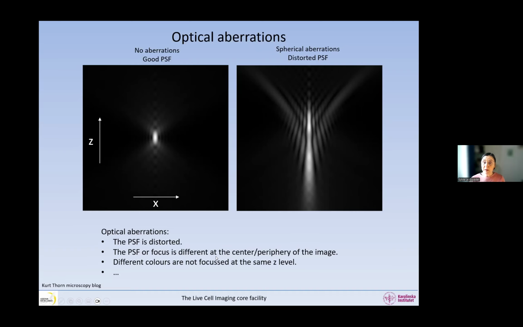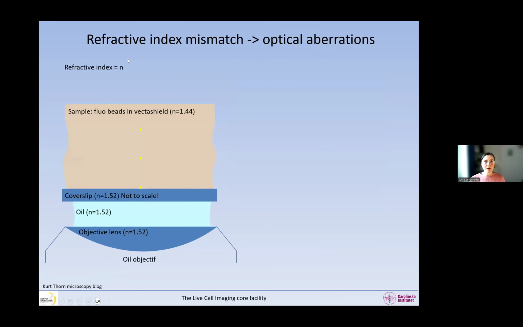The focus may be different from the center to the periphery of the image. And imagine that creates a lot of problems in image analysis. We may also, as we have seen before, have different colors that are not focused at the same Z level. So that also is an enormous problem. So all these are optical aberrations that we want to avoid. And what is the thing with the refractive index mismatch? One of the ways we can tackle these optical aberrations is to match the refractive indices of the sample and of the objective. So let's see what happens when we do not match.